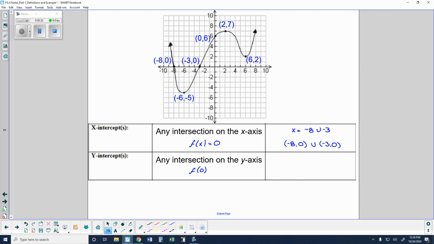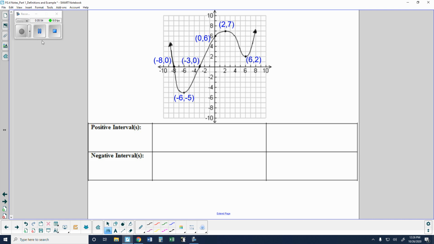Now the y-intercepts would be on the y-axis, and in this case there is only one. We generally list the y-coordinate here because we already know the x is 0, so this would be y equals 6. You could also write this as a point, (0, 6). So far all of these terms are nothing new. We're familiar with them. We should be able to locate those on the graph.